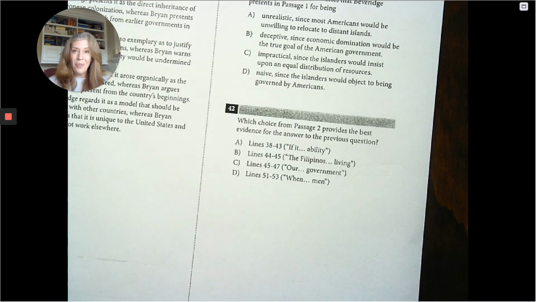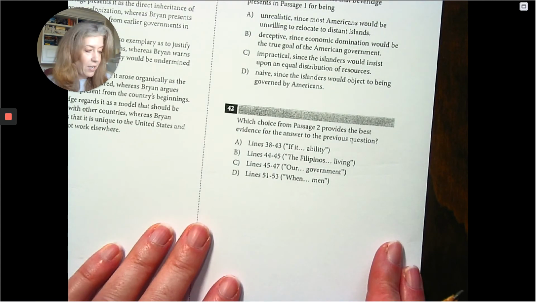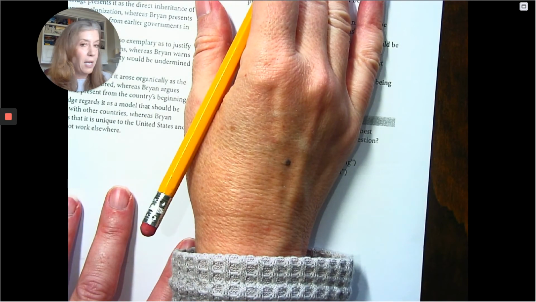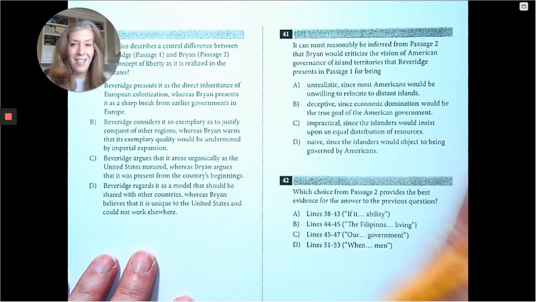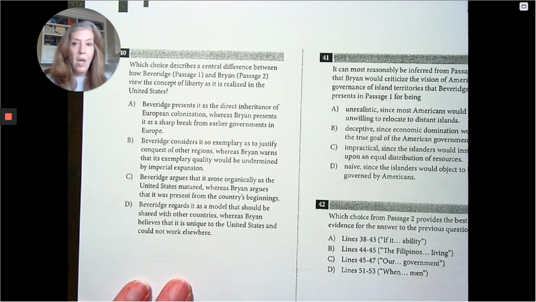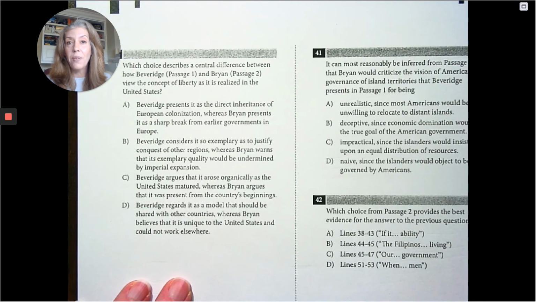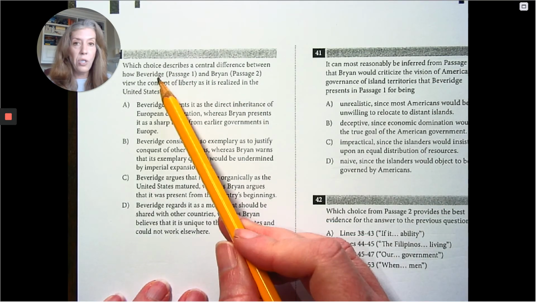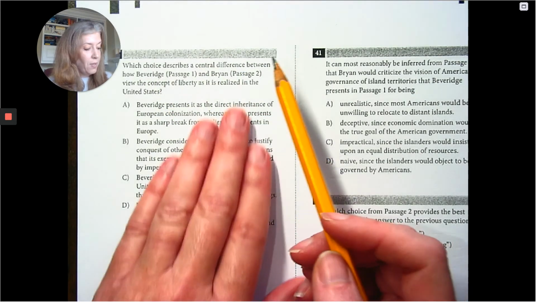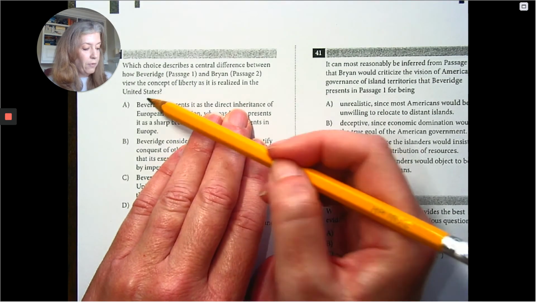We're on to number 40 already. Which choice best describes a central difference between how Beveridge in passage 1 and Bryan in passage 2 view the concept of liberty as it's realized in the United States? And this one, I just want to point out, I really like these ones, because you can pick your strength. If you feel like you know Beveridge in passage 1 and his theme solid, like 100%, then on these ones, you would just really look at the first half of it.